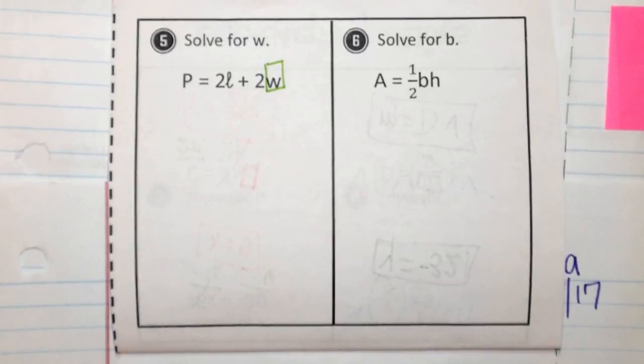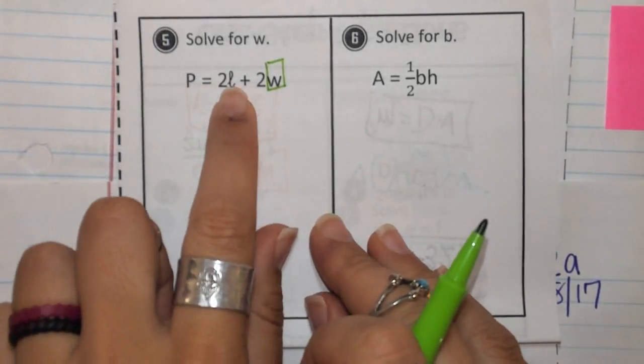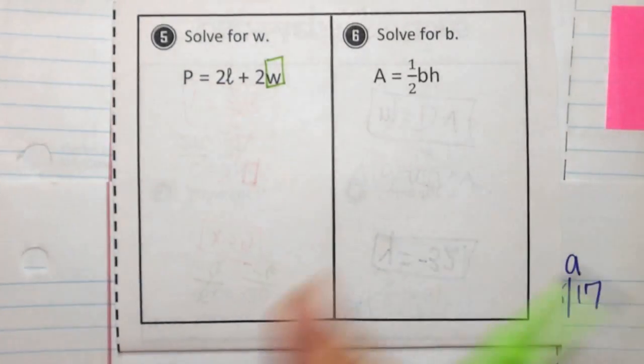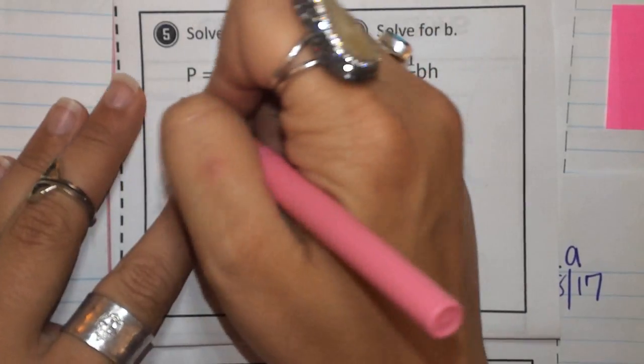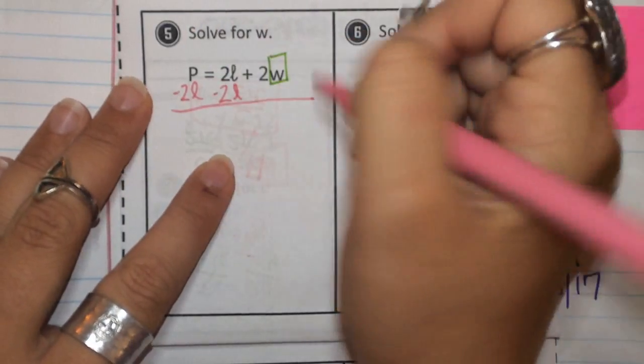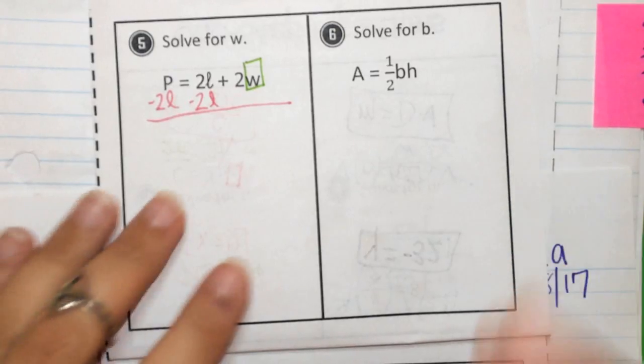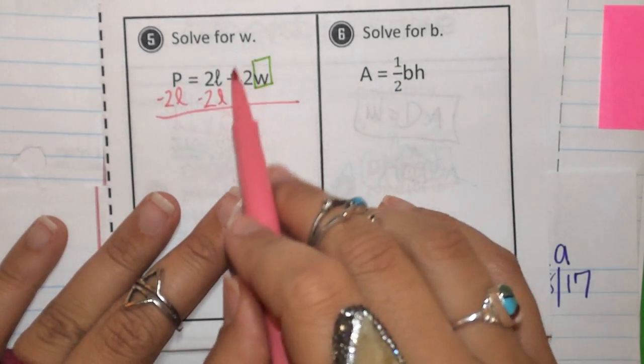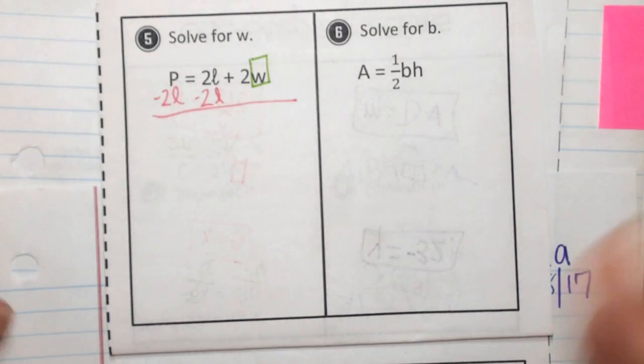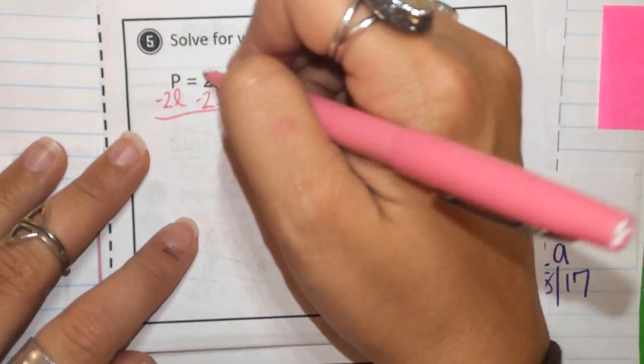Now, pretend that that said 21 instead of 2L. What would we do to move this 21 over here? We would subtract it, alright? But it says 2L. So we're going to subtract 2L. Now, the reason we're doing that is, again, we have a force field around W. We can't do anything to this term until it's completely by itself. This is a positive, so we move it over here.